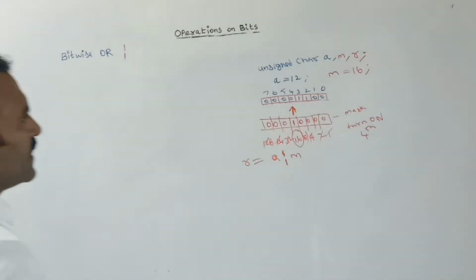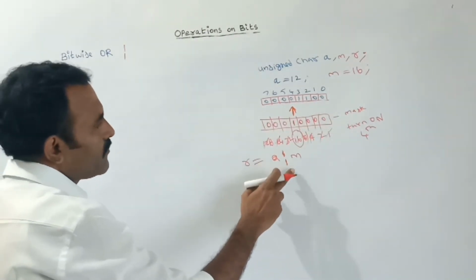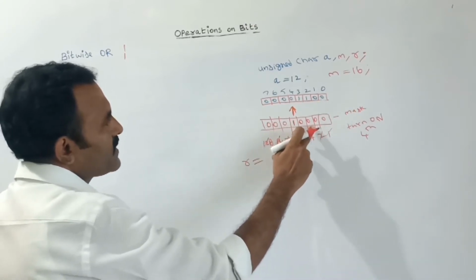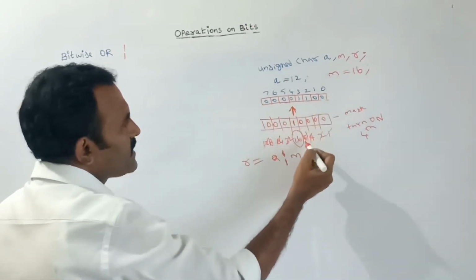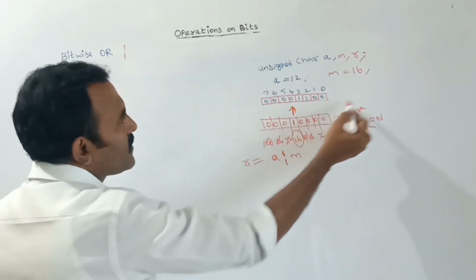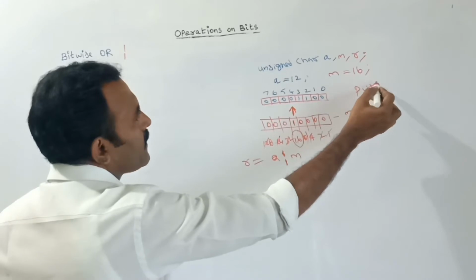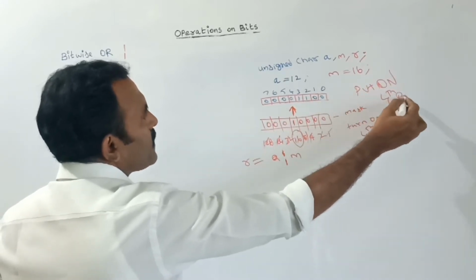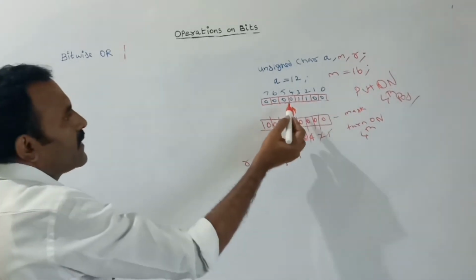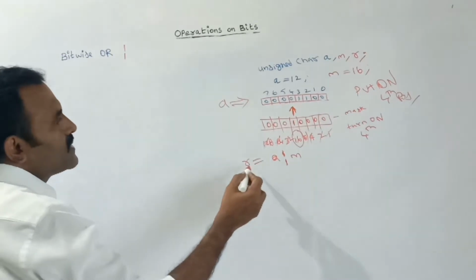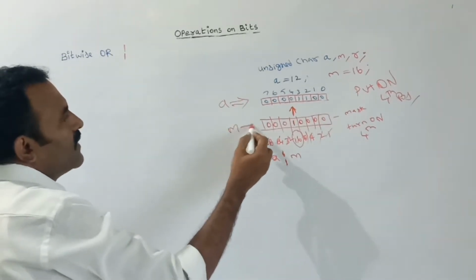So here I am using this OR operator: a, OR, mask value. See, for what purpose are we using this mask value? This 16 is used to turn on which position? Fourth position. Put on or turn on the fourth position. So here this is the operand value a, and this is the mask value.